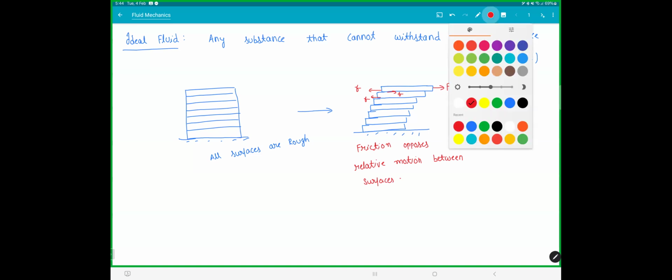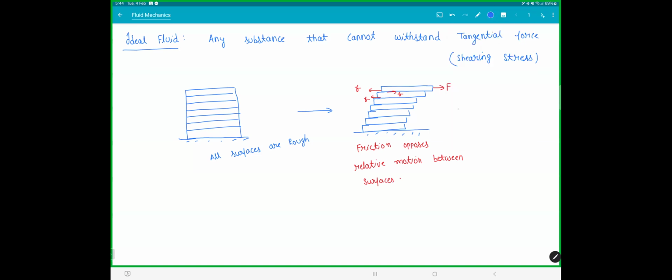So here, if you see, there is an opposition to the horizontal motion. If you try to drag the books, maybe it won't happen like this, but the books will actually oppose something. You won't be able to pull them that easily. So there is an opposition, a resistance, or whatever you want to call it.